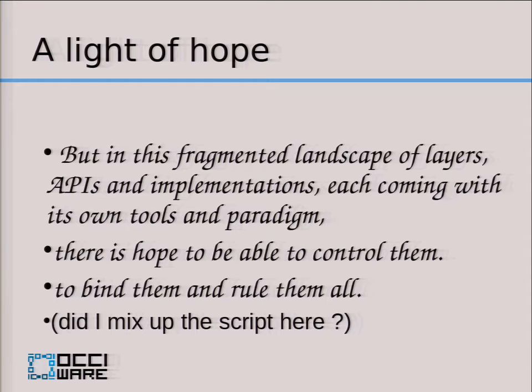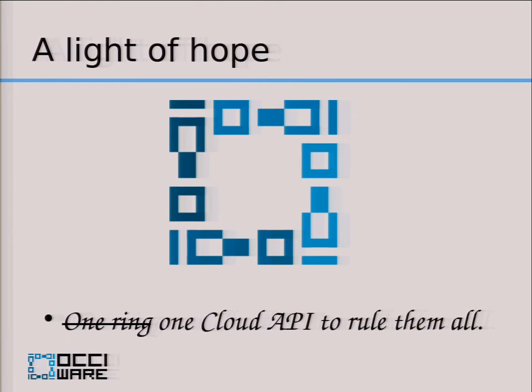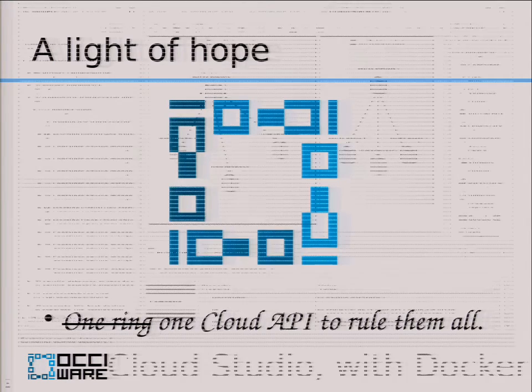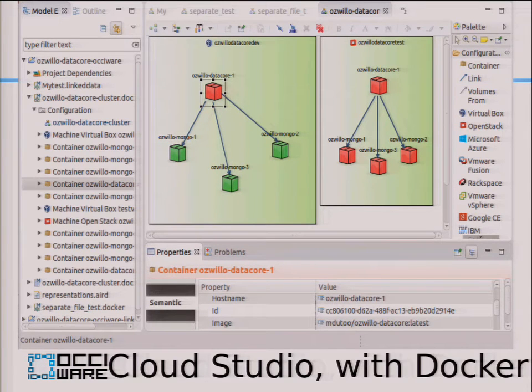And now there's a light of hope in this fragmented landscape of layers, APIs, and implementations. There is a hope to bind and control all these cloud APIs, layers, and implementations, and rule them once and for all. Maybe I mixed up the script here, but anyway, there is one cloud API to rule them all. Please welcome OCCIware and the OCCI API.